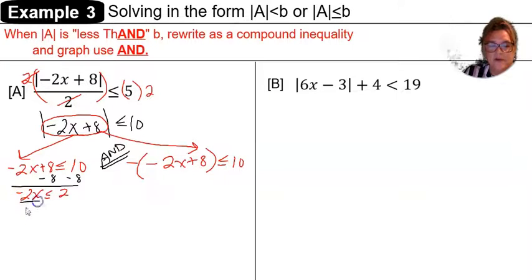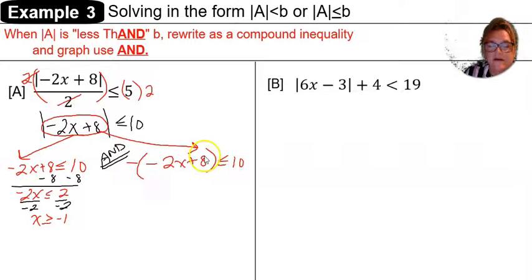Then we can divide both sides by negative 2, and x is less than, oh, sorry, we have to change the direction of that inequality. Oops, almost forgot the most important bit there. x is greater than or equal to negative 1.